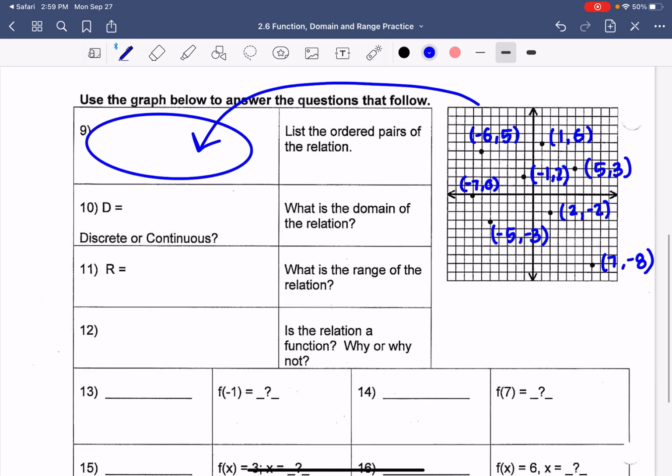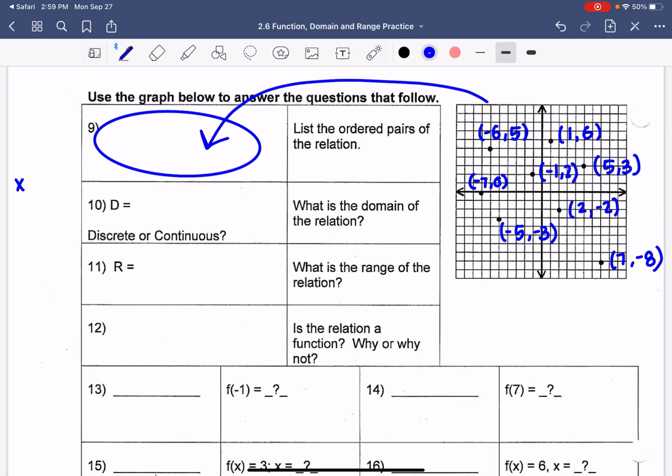Domain. Guys, your domain is all your x values, from the furthest left to the right. Because remember, when we list our domain, we have to go least to greatest, and the further left you go, the smaller that number is. So I'm going from left to right with the domain. Domain is your x value, your x coordinate.